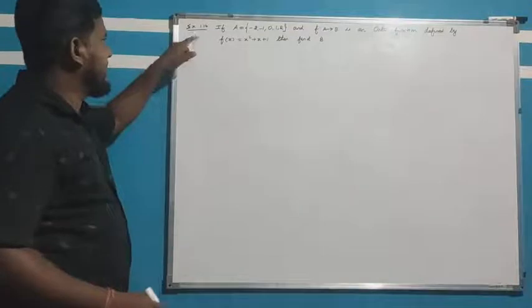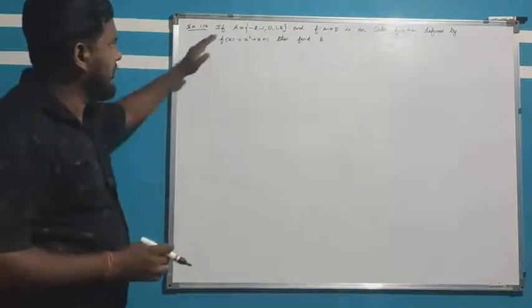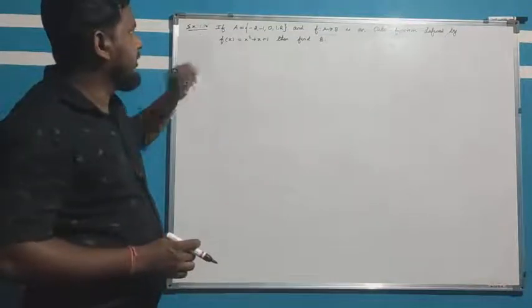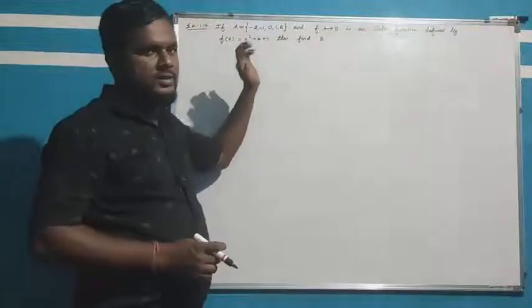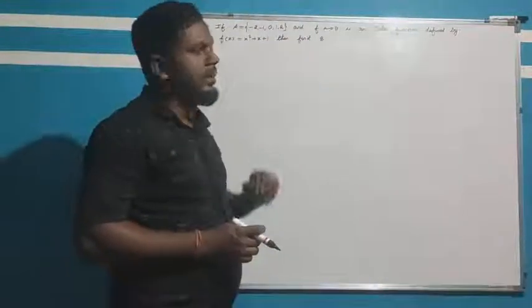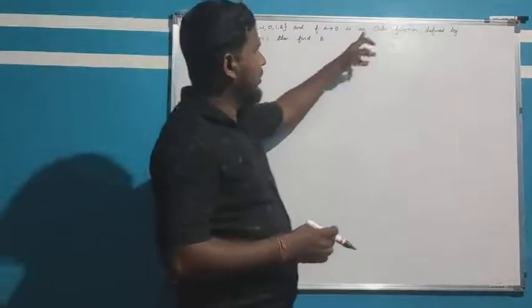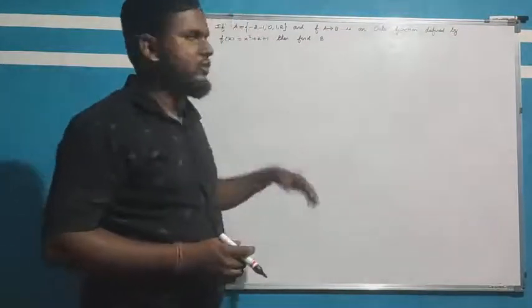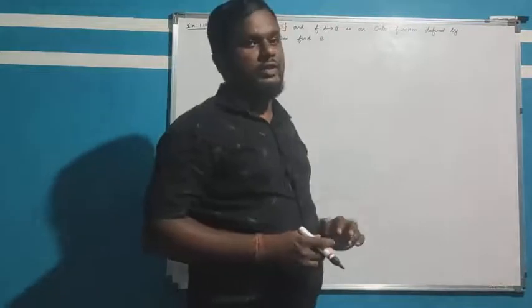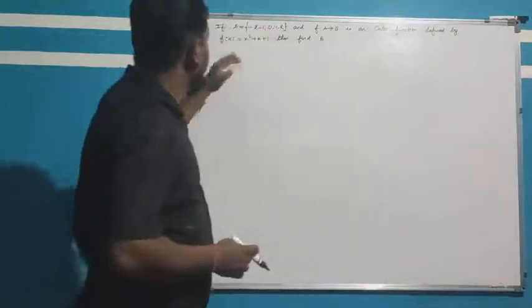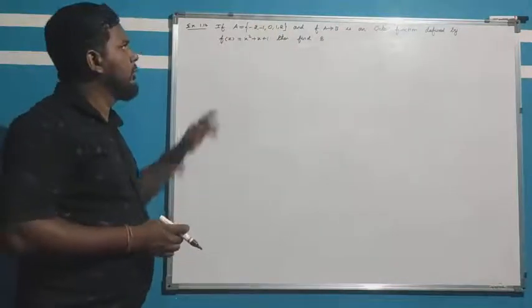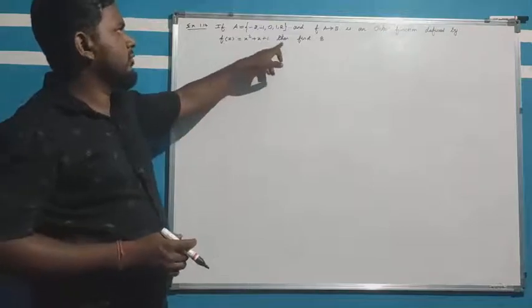Next we can say example 1.14. So what is the question here? If A is given, and f from A to B, the function f from A to B is an onto function. This function is an onto function, defined by f of x equal to x square plus x plus 1.